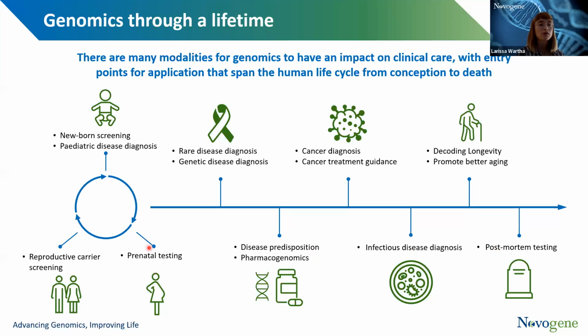For example, reproductive carrier screening is carried out before pregnancy or in early pregnancy, and it can be used to identify a couple's chance of having a child with a serious genetic condition. And post-mortem testing can identify the cause of death in an individual who may have died suddenly or unexpectedly, and it can therefore help to prevent the same outcome in surviving family members. But really, you can see here that you can come across genomics throughout your whole life.